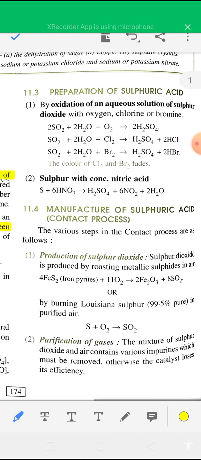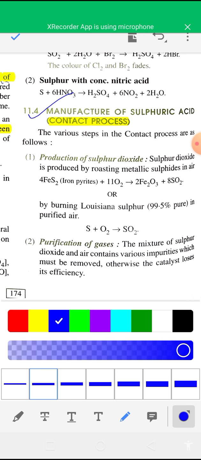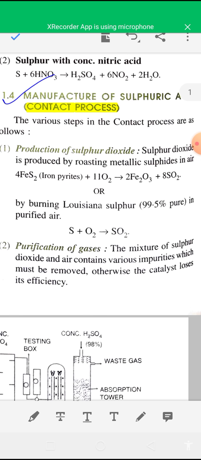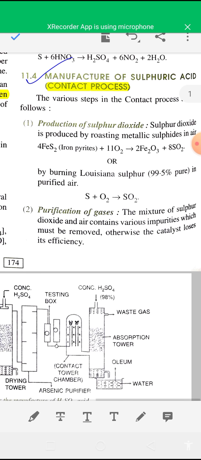Now see the preparation or manufacture of sulfuric acid, H2SO4. The method is known as the contact process. Only the chemical reactions and conditions you have to read. Detailed procedure is not required according to the syllabus.